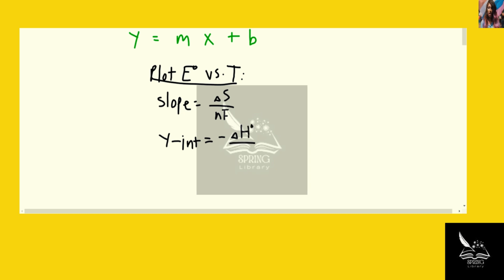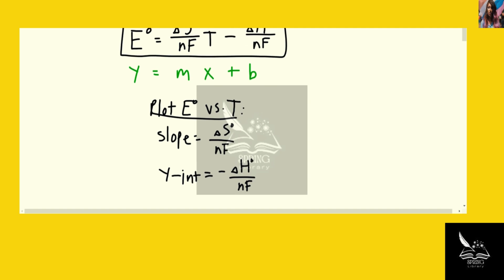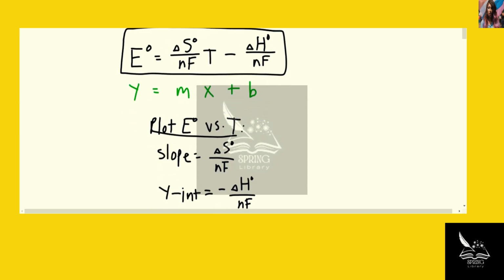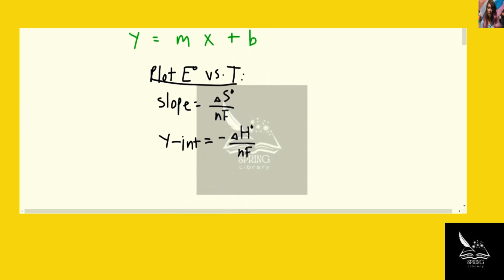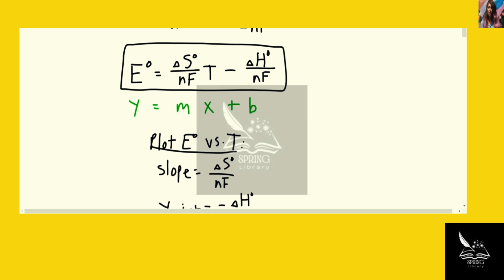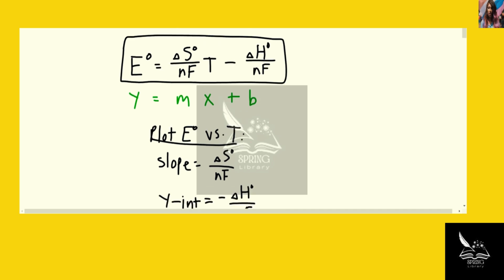F is just Faraday's constant, so we know that, and n is the moles of electrons, which we can determine from the cell reaction taking place. Then if we plot cell potential versus temperature, find the slope and y-intercept, we could multiply each one of them by nF to isolate delta S and delta H at standard conditions. That is how we can graphically determine both of those variables based on the relationship between cell potential and temperature.